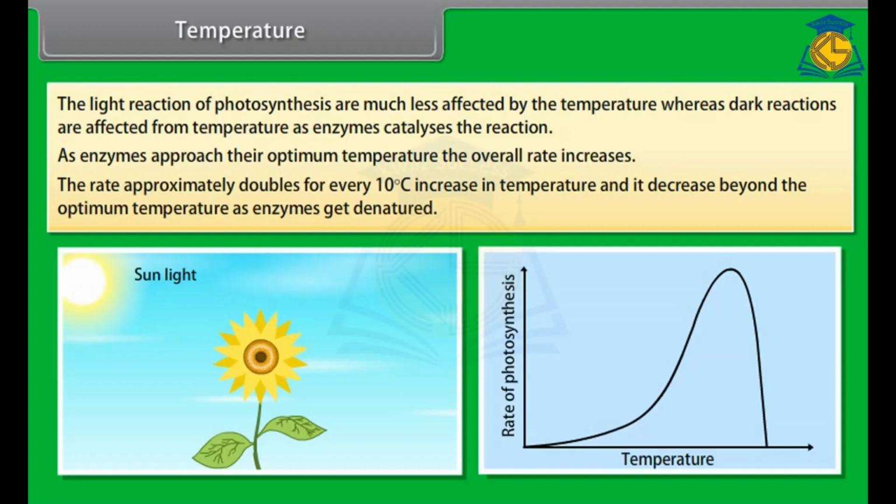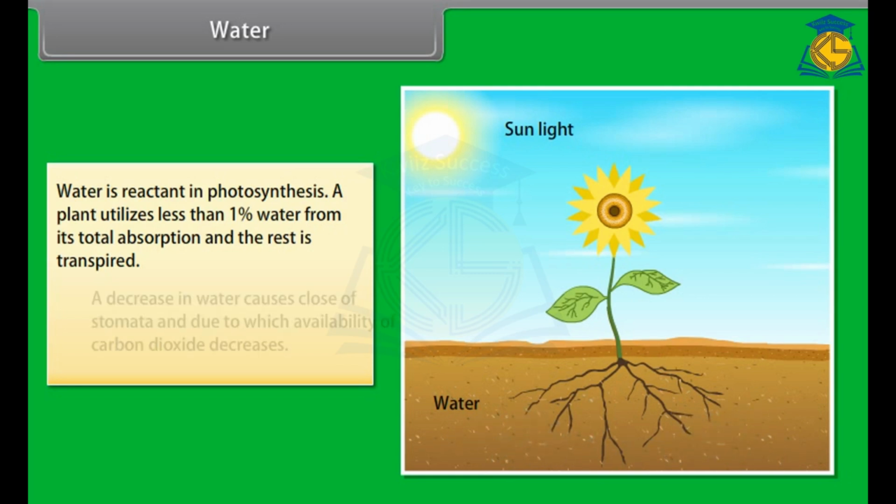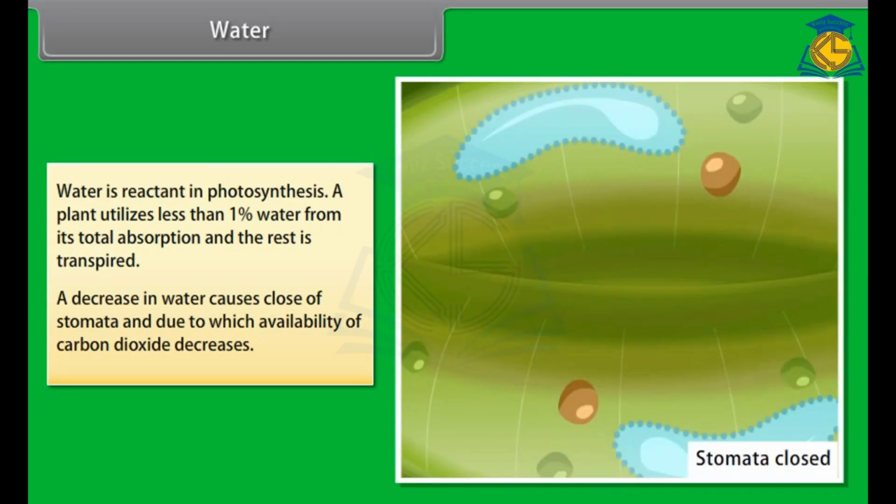enzymes get denatured. Water. Water is a reactant in photosynthesis. A plant utilizes less than 1% of the water it absorbs for photosynthesis, and the rest is transpired. A decrease in water causes closing of stomata, due to which the availability of carbon dioxide decreases.